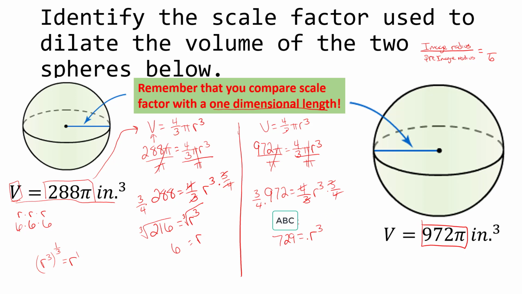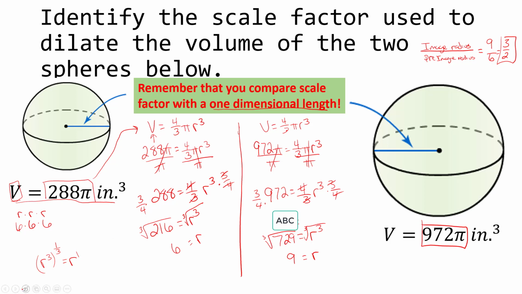All right, and again, we want to take the cube root, and we end up with r being equal to 9. So our image radius is 9, which simplifies to, let's see, 3 goes in that 3 times, 3 goes in that 2 times, a scale factor of 3/2.